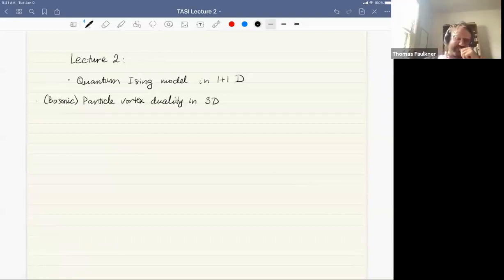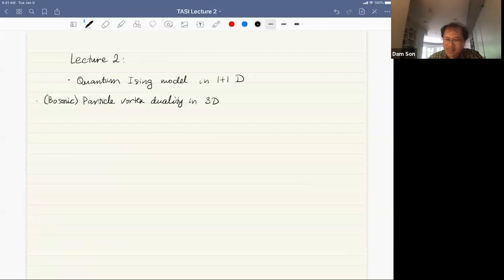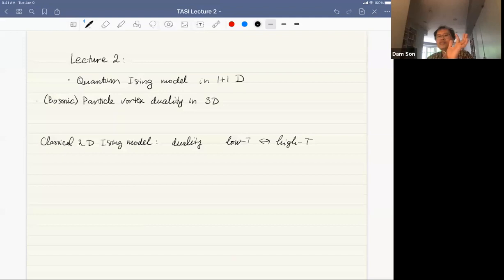Yesterday we talked about the classical Ising model, and we said that the classical 2D Ising model has a duality that maps basically one value of temperature, say a low temperature regime, to a high temperature regime, and vice versa. It also exchanges the lattice from a lattice to a dual lattice. In the case of the square lattice, the dual lattice is also a square lattice, and using this duality, we can compute, for example, the temperature of the phase transition in the classical Ising model.